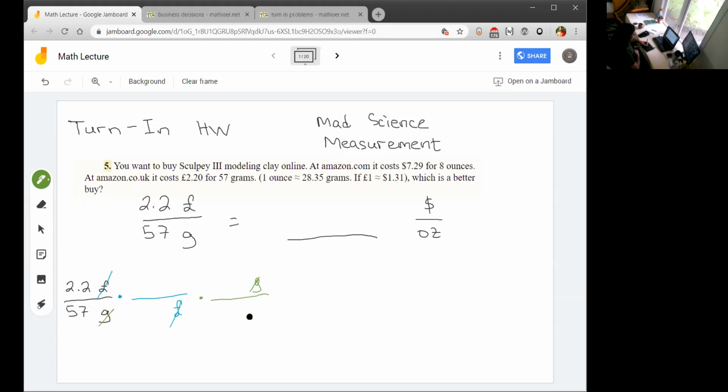Okay, grams turns into ounces. And looking over here, 1 ounce is 28.35 grams. Pounds turns into dollars. And at the time, 1 pound was $1.31. Everyone okay with my setup? Yep. What's my next step?